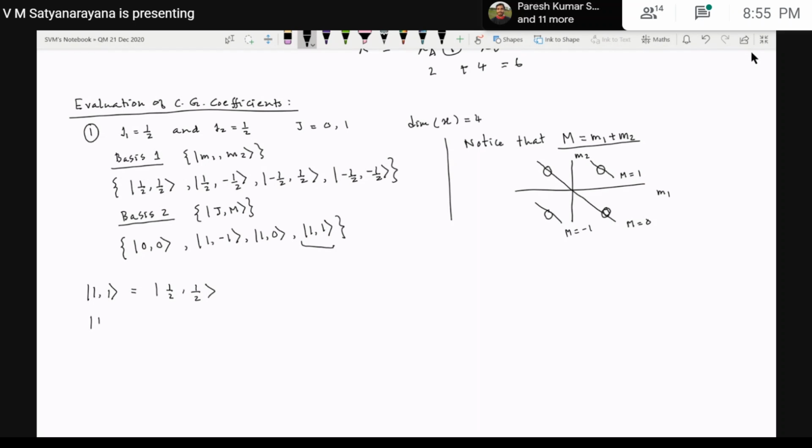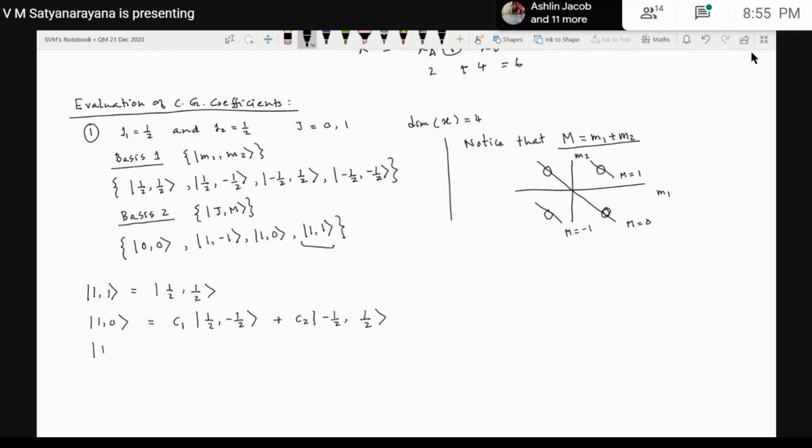Now 1 comma 0 will have these 2 points, this point and this point. So in general it will be a linear combination of those 2 points. Let me call that some C1 times half, minus half, plus C2 times minus half, half. C1 and C2 we have to determine.